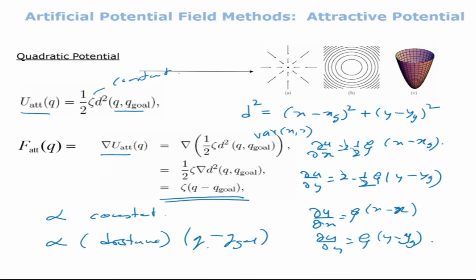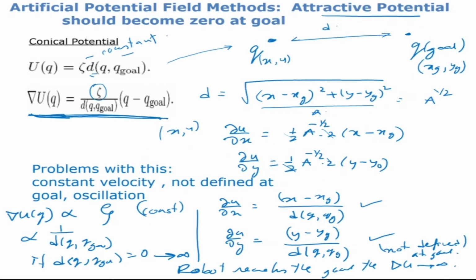Okay, so what we are seeing here is that in the case of the quadratic potential, it is defined at the goal. At the goal, this will become equal to 0. Grad of u attractive will become equal to 0 at the goal, unlike in the previous case where this was not defined at the goal. So there is a problem: suddenly it goes to infinity, or if it comes very near the goal, this will start going towards infinity.